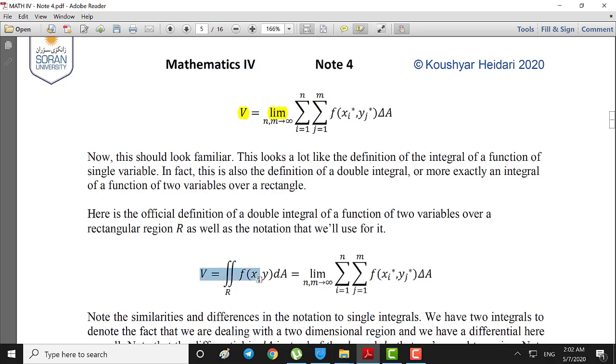V, which is the volume beneath the surface S, is shown by the double integral of the double variable function over the region R, and by definition it is equal to the limit of this double sigma when N and M go to infinity.